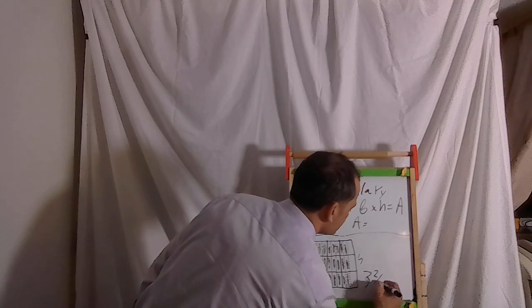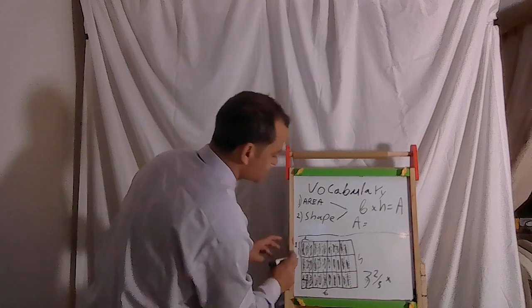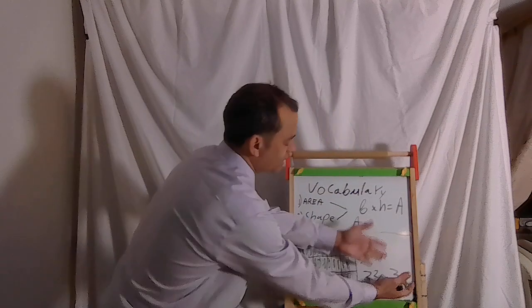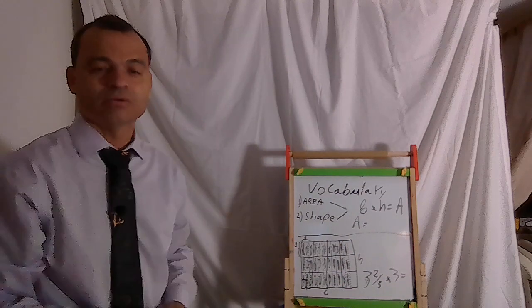3 2/3 times 1, 2, 3. It's equal to our area. So once we multiply this, it will give us our area.